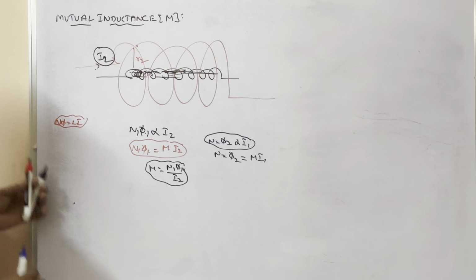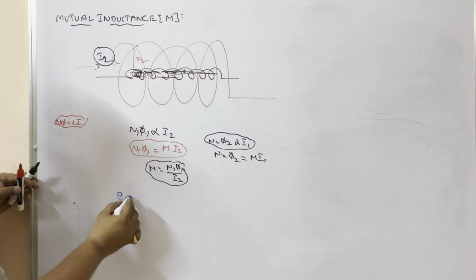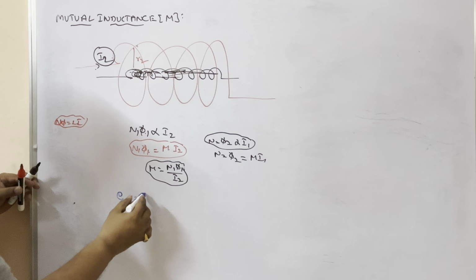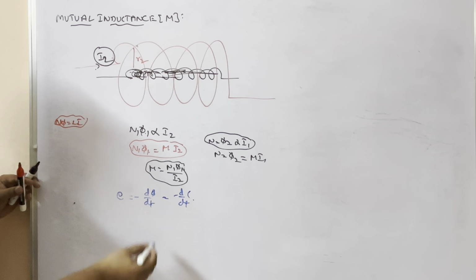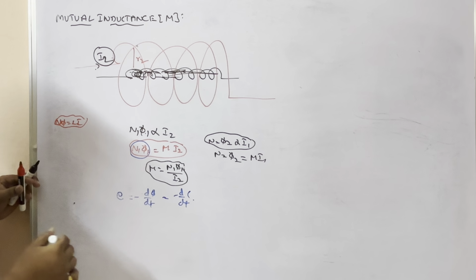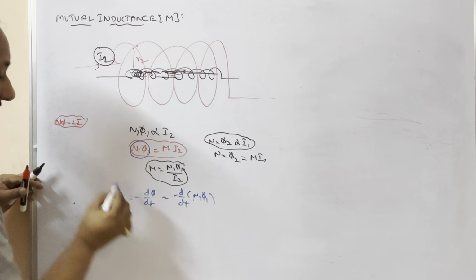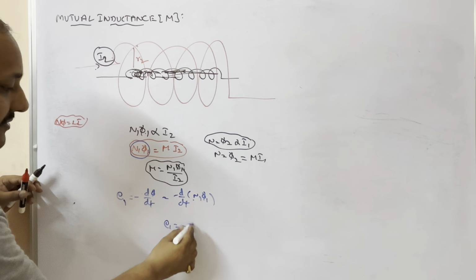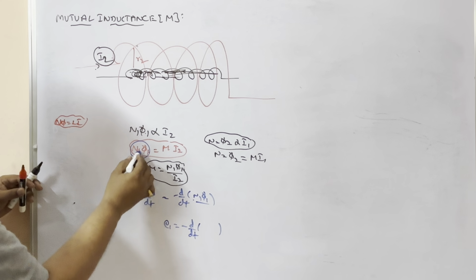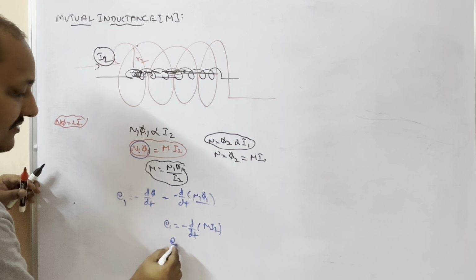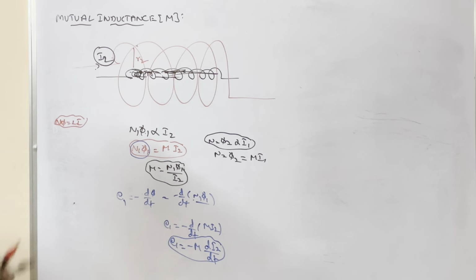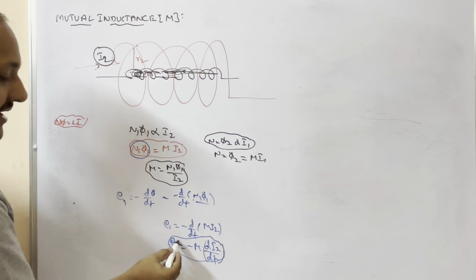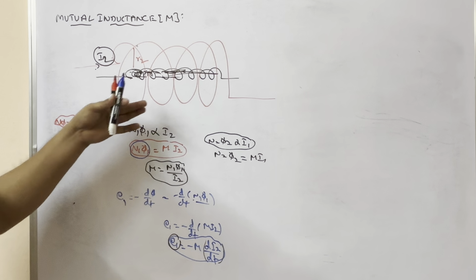Next, induced EMF. Induced EMF is equal to minus d by dt of phi. The induced EMF is changing in the first coil, therefore N1 phi 1. This is the first coil. Now, E1 is equal to minus d by dt of, in place of N1 phi 1, what can we write? M I2. So, E1 is equal to minus M dI2 by dt. Current is changing in which coil? The rate of change of current in the secondary coil induces EMF in the first coil.